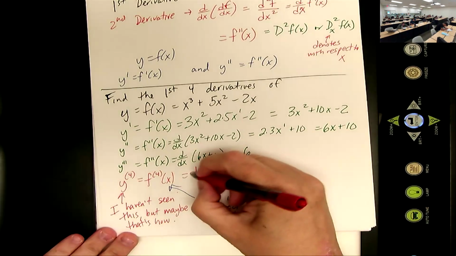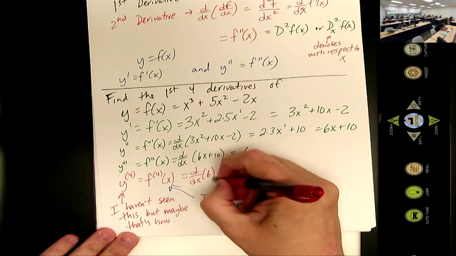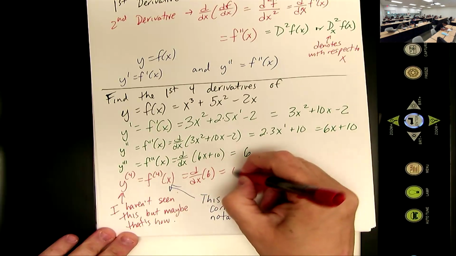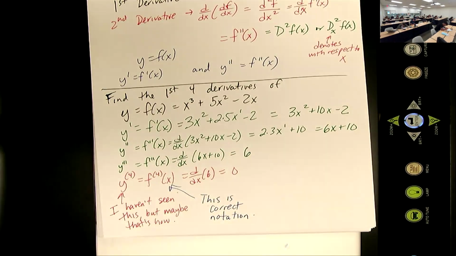We're doing the derivative of a constant, which is 0. Wasn't that fun?